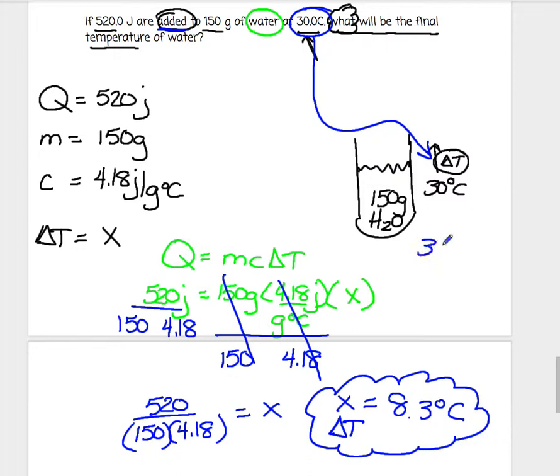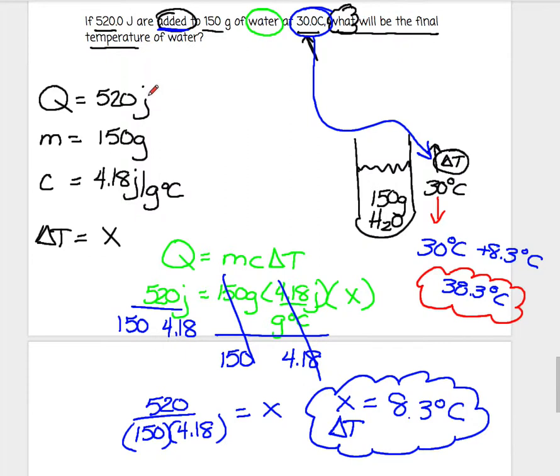So I started at 30 degrees Celsius. I added 8.3 degrees Celsius, and I ended up at 38.3 degrees Celsius. That, my friends, is my final answer. If they had given you the question and it said 520 joules are removed from 150 grams of water at 30 degrees Celsius, what's the final temperature? Then my temperature would have went down by 8.3 degrees Celsius. Make sure you read your questions carefully.